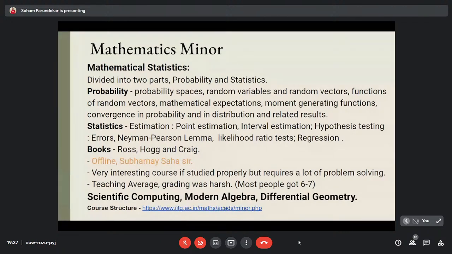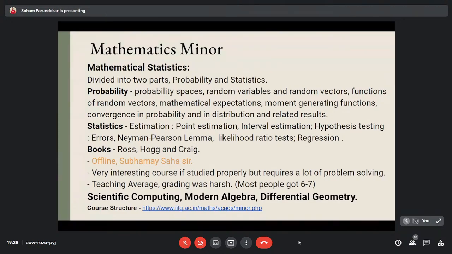convergence in probability. Apart from that, in the second half, we talked about stats and things like estimation, estimation of a quantity as a point or as a range, often known as point or range estimation, hypothesis testing, errors, Neyman-Pearson lemma, likelihood testing, and we ended with a brief discussion on regression.